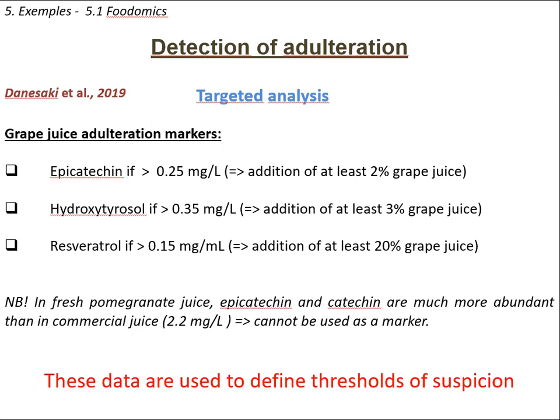So this data can be used to define thresholds of suspicion. It means that if you make targeted analysis of these compounds in pomegranate juice, maybe randomly or maybe because you have an alert on some product, and you find content in these particular biomarkers greater than these thresholds, then you might want to investigate and look for possible traces of real adulteration and fraud.